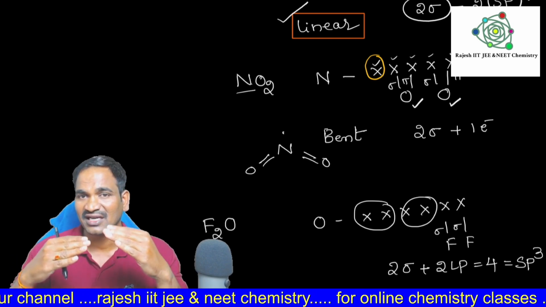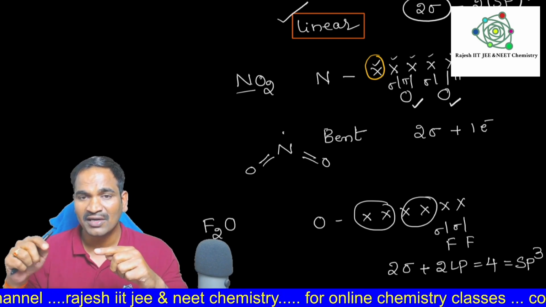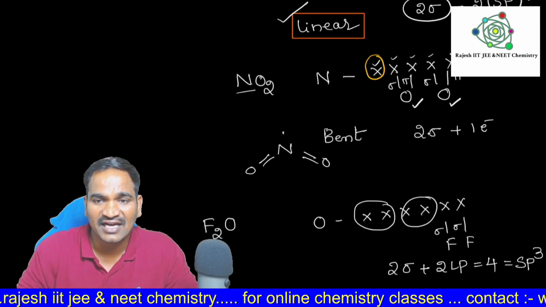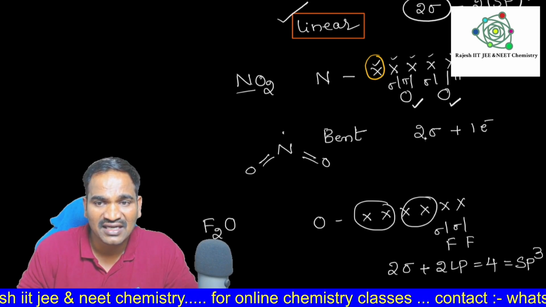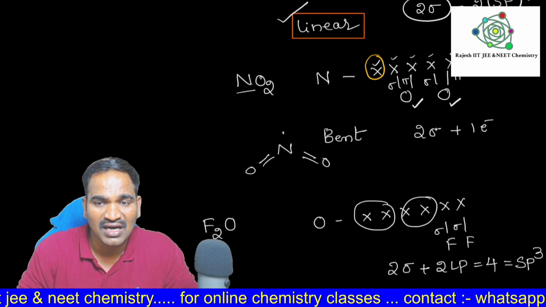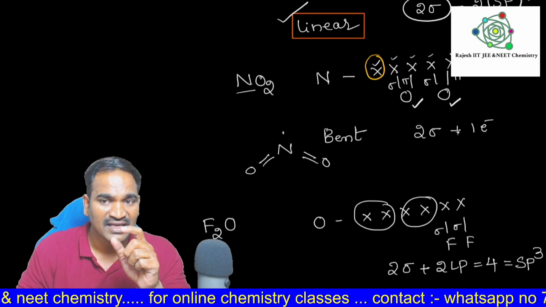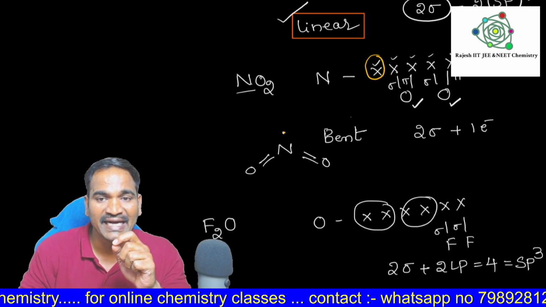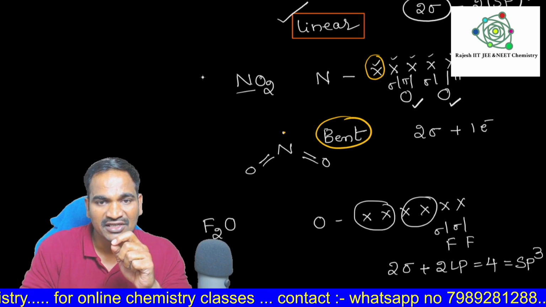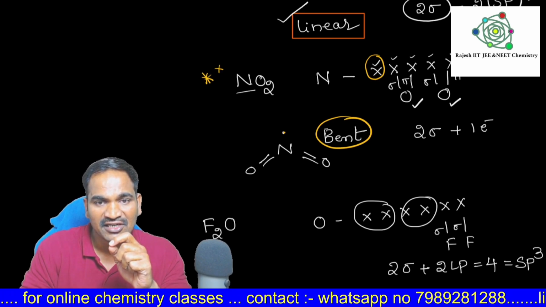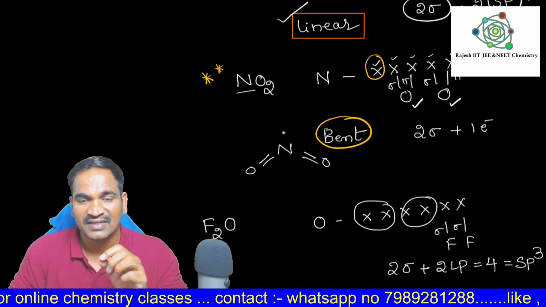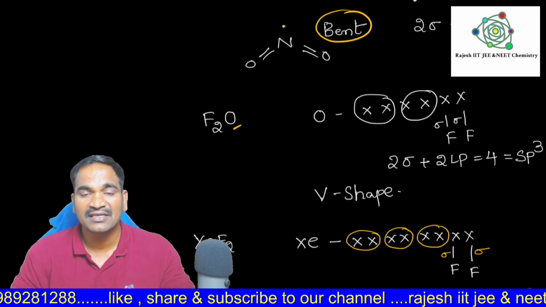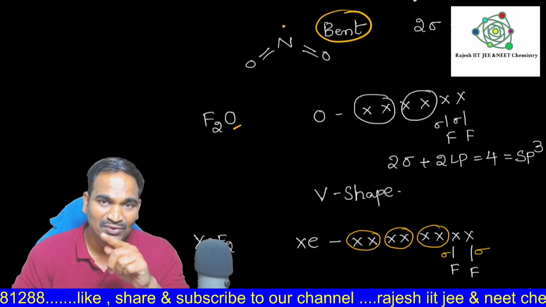But due to this single electron, this bond pair repels with this single electron. So here you can see that, yes, 2 sigma bonds and 1 electron make a bent shape. Have you got it? Its hybridization is sp2. Is it clear? So coming to the next, F2O.